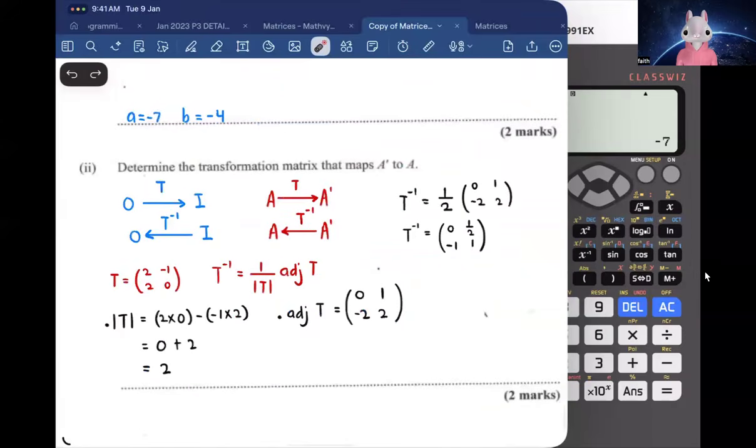So in this question, again, they asked us to figure out the transformation matrix that would actually take you from the image to the object. And we just said, if you want to go from the image to the object, that's in the opposite direction.